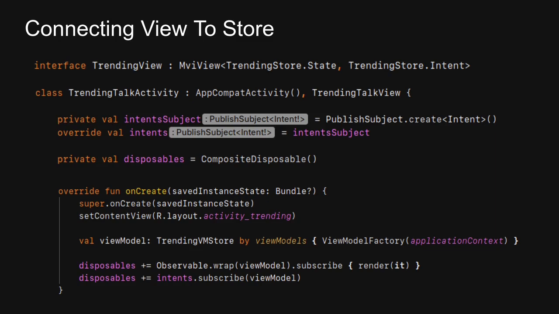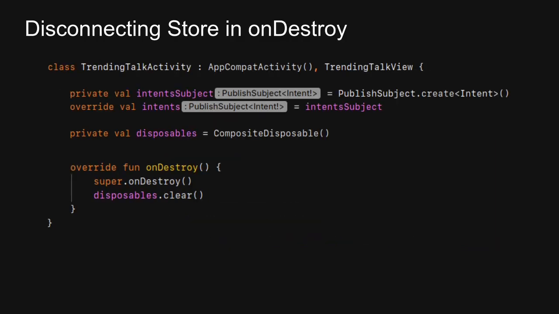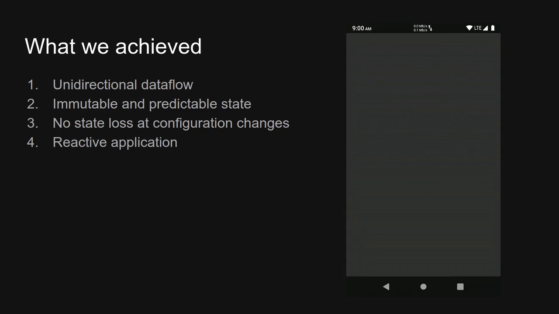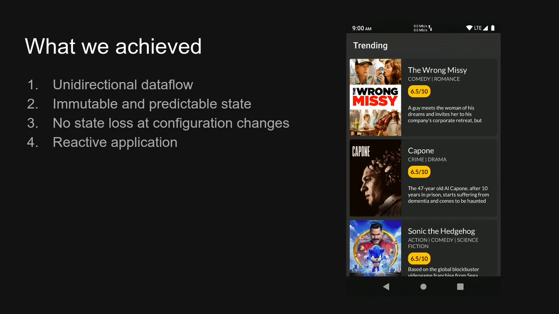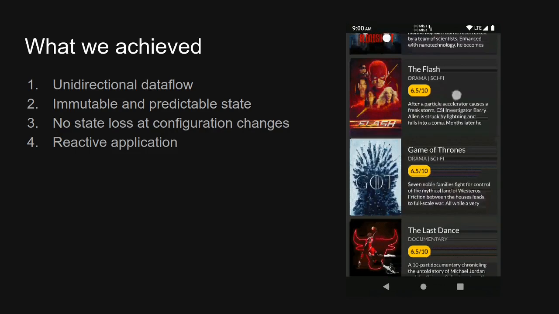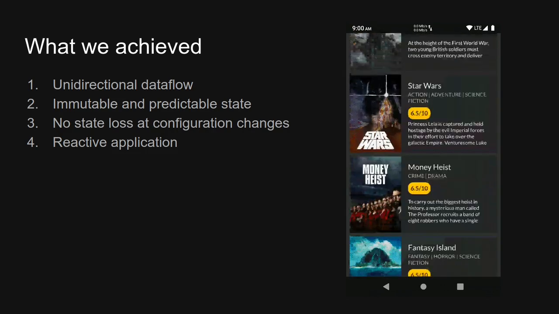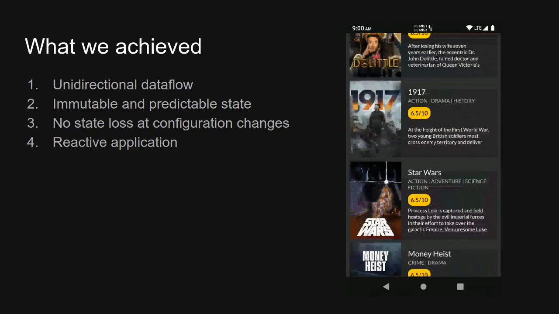Now, just to prevent memory leaks, I have cleared the disposable in the onDestroy method. This will help us in preventing memory leaks. Once we tie all these things together and it works, what did we achieve? We have a unidirectional data flow, that is activity to intent, intent to action, action to actor, actor to reducer, and reducer to view. All this data flow continues in a single direction. And the state is now becoming immutable and predictable.